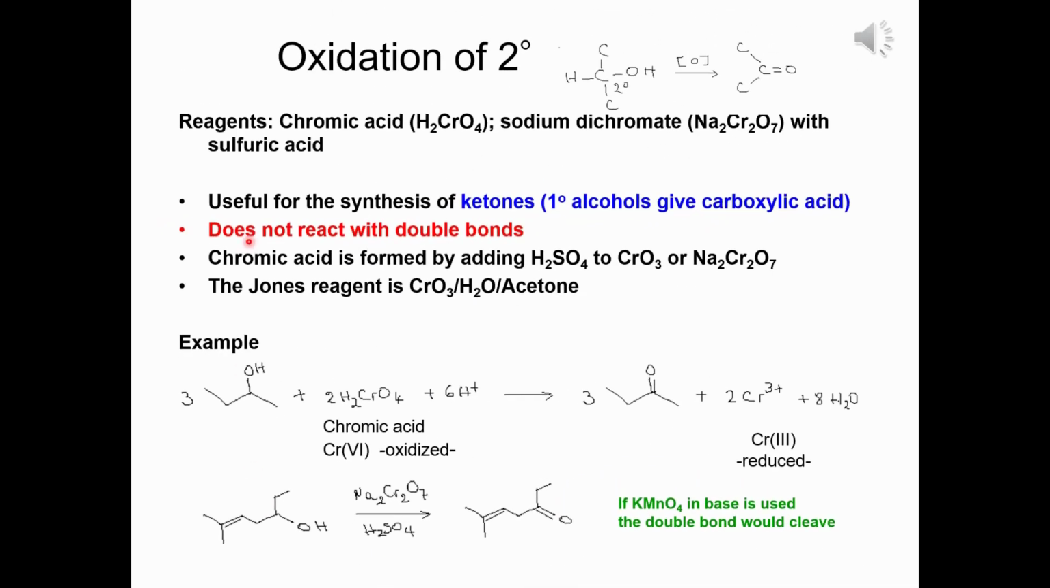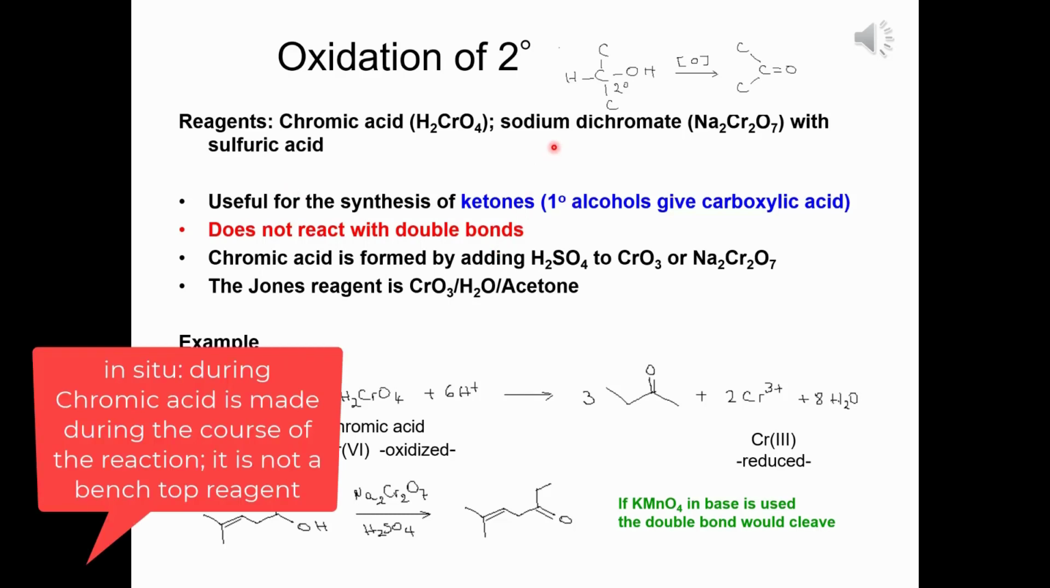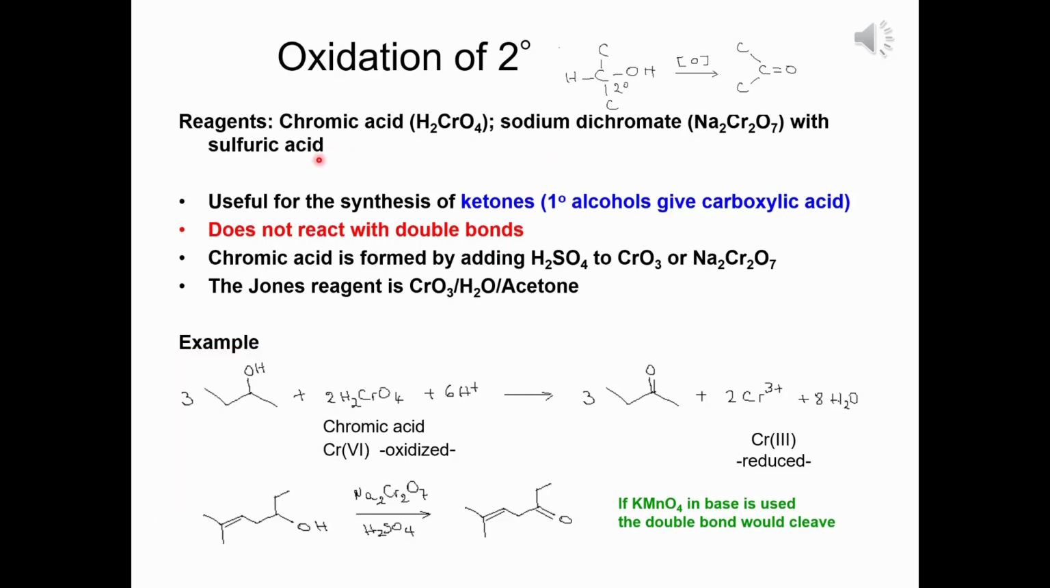Here is a third oxidizing reagent that can be used to address that problem. Chromic acid, that's H2CrO4, is prepared in situ by the reaction of sodium dichromate with sulfuric acid. And this is useful for the reaction of secondary alcohols to ketones, and also ensures the reaction of any primary alcohol to go to a carboxylic acid. But its real advantage is its chemoselectivity. This reagent does not react with alkenes.